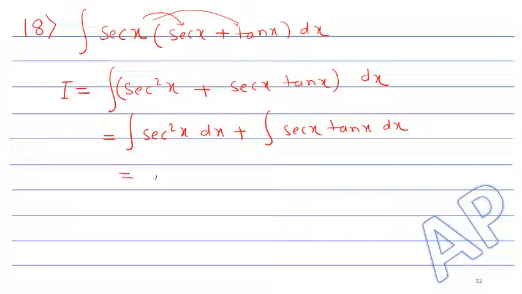So integral secant square is tan x. You can recall derivative of tan x is secant square x. So integral secant square x is tan x plus integral secant x tan x. We know that derivative of secant x is secant x tan x. So integral secant x tan x is secant x plus c, constant of integration.